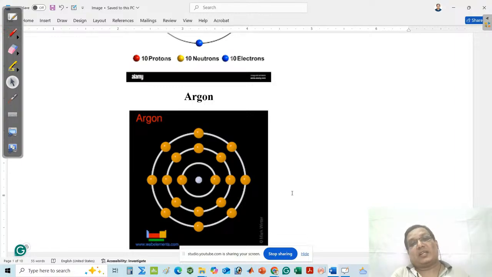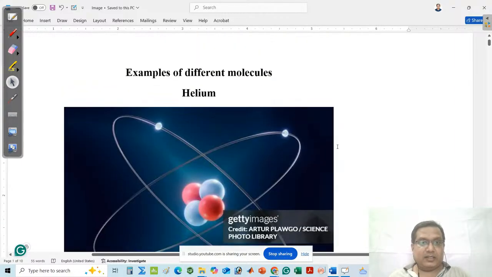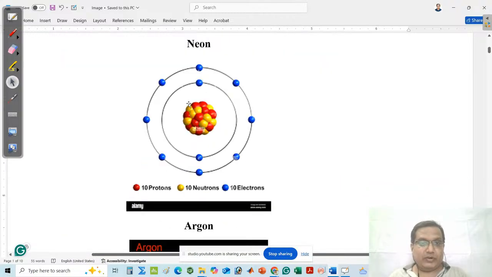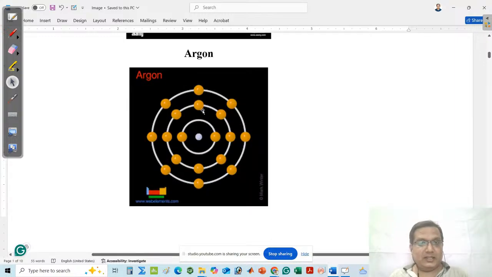Octet rule means there are 8 electrons in the valency shell. Duplet rule means 2 electrons in the valency shell. Look at that. Here helium has 2 electrons in the valency shell. Similarly, neon has 8 electrons in the valency shell. This is the valency shell, the L shell. Next, argon also has 8 electrons in the valency shell. The valency shell is your M shell.